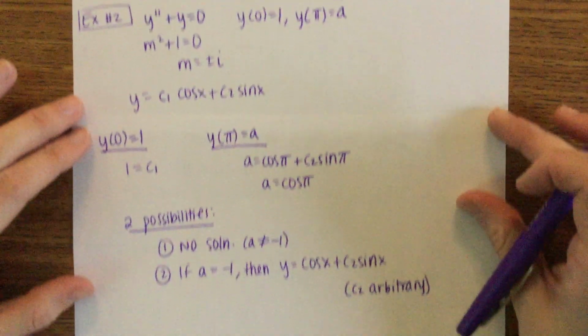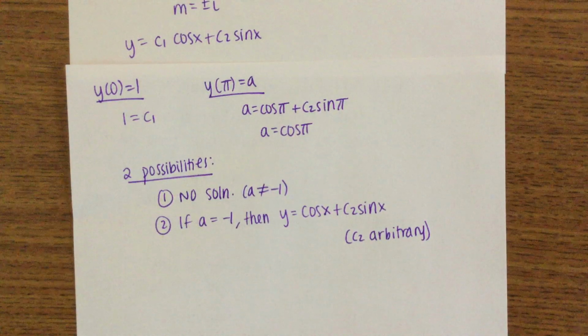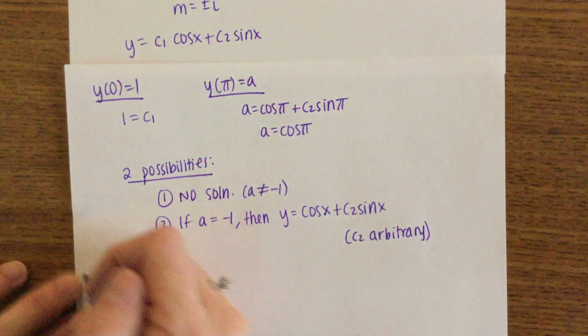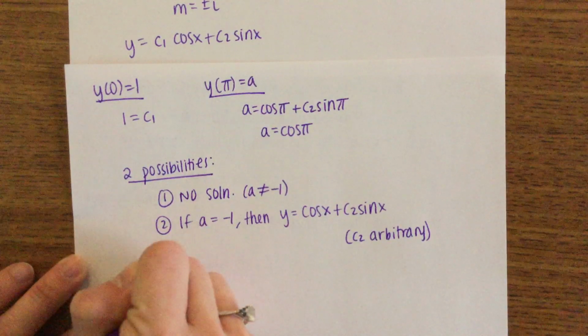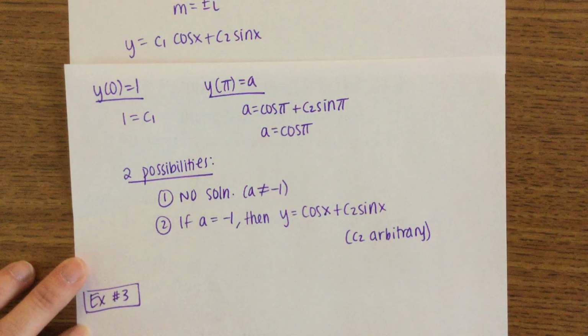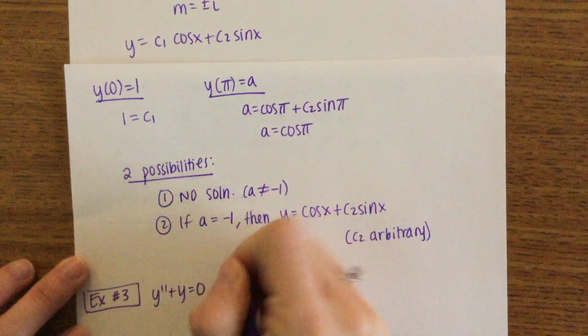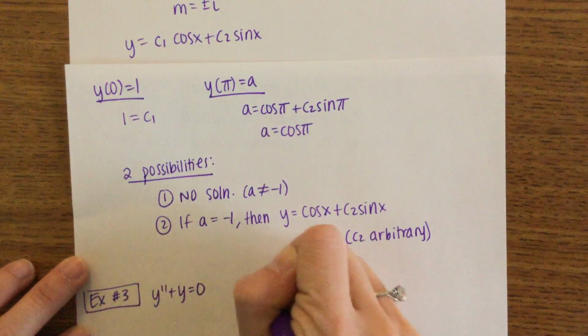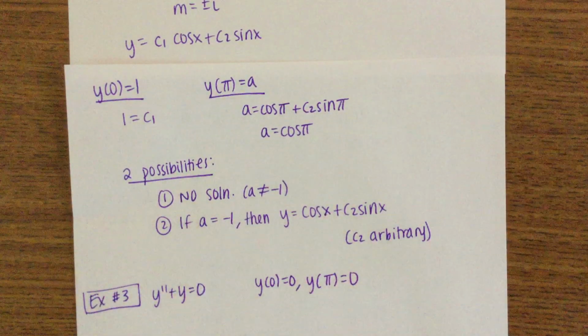Okay so far? So like I said, you don't really need to memorize those cases. It just shows you what could happen. We're going to do one more example and then we're going to go on. Next example we're going to do is similar to example 2, except we're going to make it homogeneous. So we have y double prime add y equals 0, y of 0 equals 0, and y of pi equals 0.